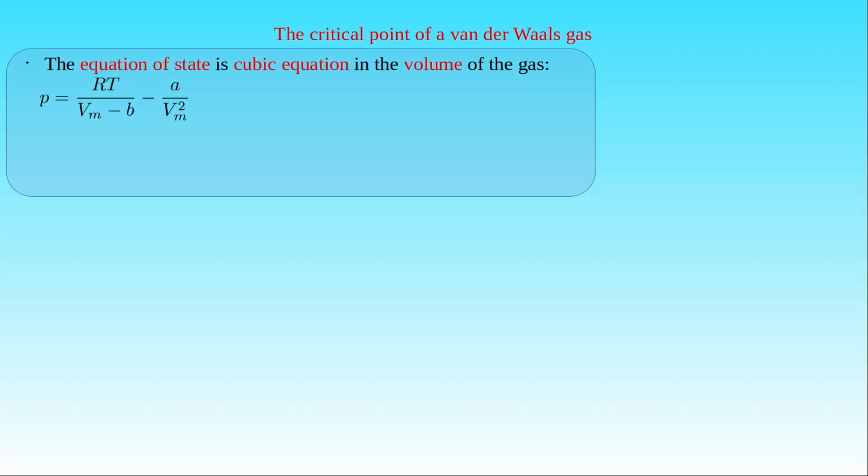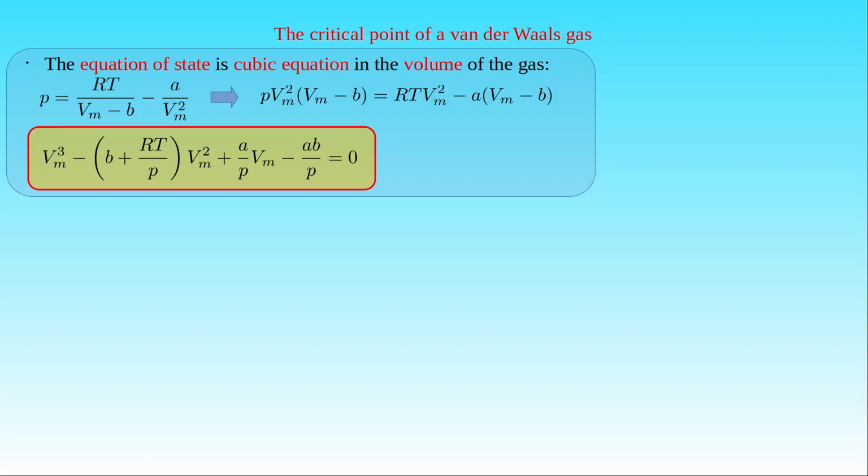We have already seen that the equation of state for a van der Waals gas is a cubic equation in the volume of the gas, which expresses the pressure P of the gas as the gas constant R times the temperature T of the gas over the difference between the molar volume Vm of the gas and the volume correction constant B, minus the pressure correction constant A over Vm squared. If we multiply this equation by the difference between Vm and B, and factor out the parentheses, then we obtain the cubic equation stating that Vm cubed, minus the sum of B and R times T over P times Vm squared, plus A over P times Vm, minus A times B over P is equal to 0.